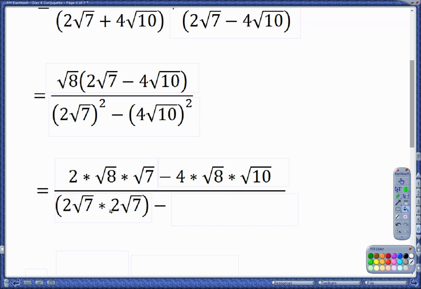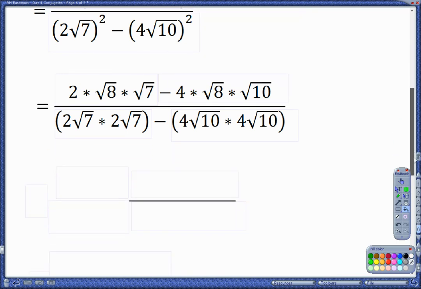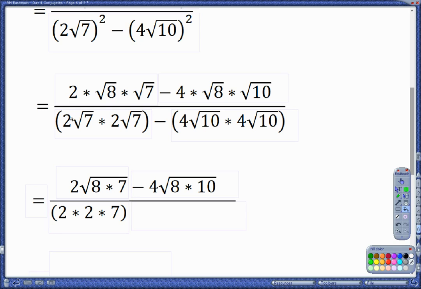And in the denominator, we have 2 radical 7 times 2 radical 7 minus 4 radical 10 times 4 radical 10. Now, very slowly, you're going to do each part, okay? So, equals 2 radical. I'm showing you the math. If you know how to do it faster, you can. And notice the denominator becomes 2 times radical 7 times radical 7 is just 7. And so 4 times 4 and radical 10 times radical 10 is just 10.